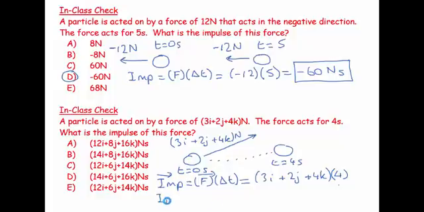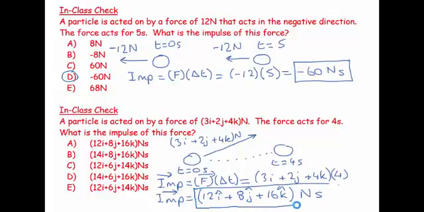So then I can say my impulse, my vector impulse, is equal to, well, 4 3s are 12, that's going to be 12i. 2 4s are 8, that's going to be plus 8j. And then 4 4s are 16, so that's going to be plus 16k. And this would be Newton seconds. So there we have the vector impulse in 3 dimensions using ijk notation. So there we have it.